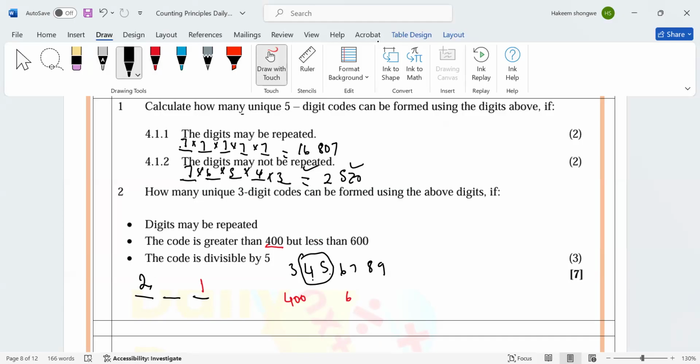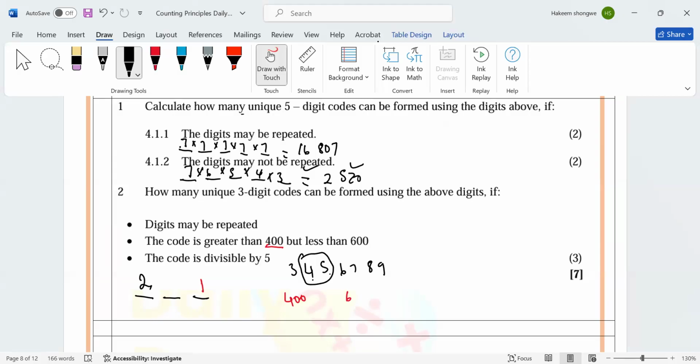Why don't we include 6 for 600? I can see the confusion. The reason is that if we put 6 there, we can have 633 or 644 or 677, which are no longer less than 600. So we don't include the 600. We are just going to add plus 1 at the end for the 600 they are talking about.